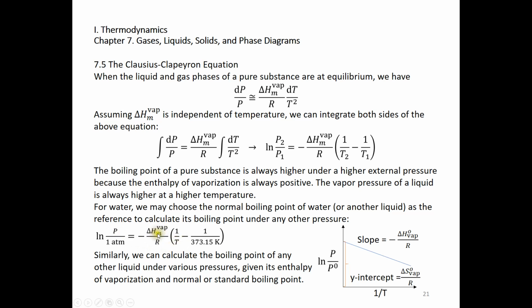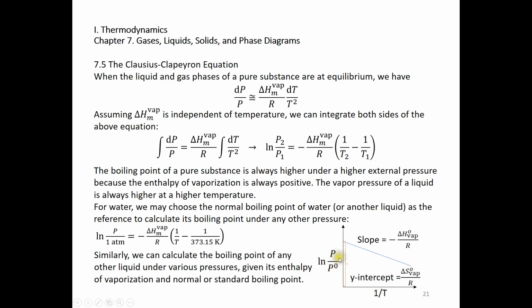The molar enthalpy change of vaporization, or so-called enthalpy of vaporization, can be looked up. It does change a little bit when you change the temperature, but approximately you can treat the enthalpy of vaporization as a constant. And now let's look at the graphical representation of this equation. It's right here. So you can see the natural logarithm of P and 1 over T has a linear relationship.